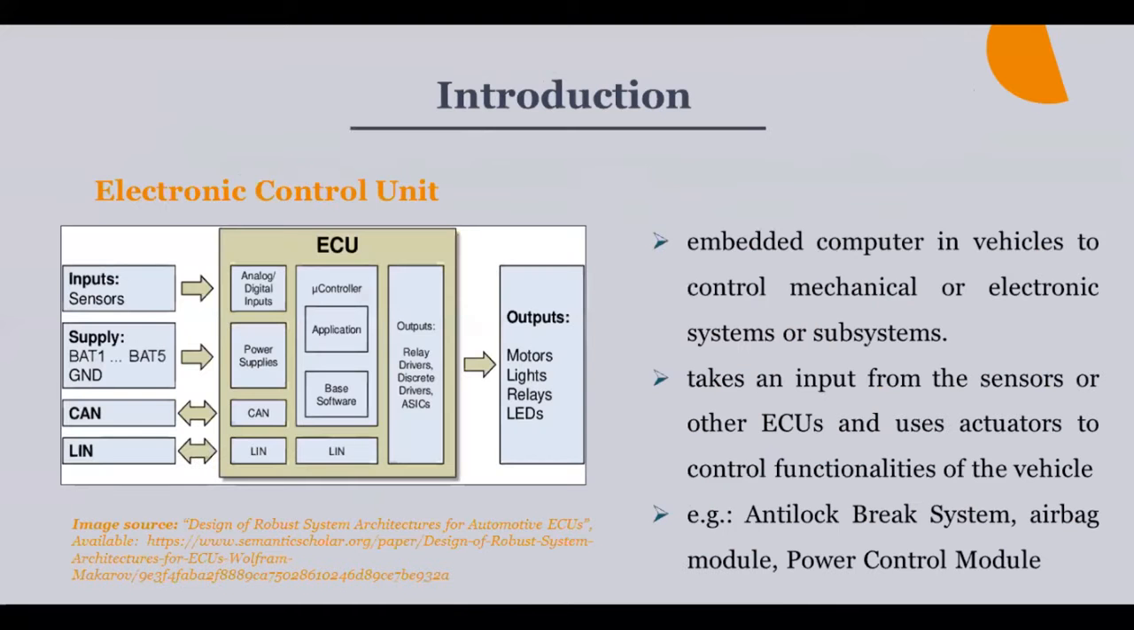So let's start with the introduction of the first term, which is electronic control unit. It is like an embedded computer in vehicles which controls other electronic or mechanical systems or subsystems. So ECU takes inputs from the sensors and uses actuators to control the output of the vehicle. The core of an electronic control unit is an automotive microcontroller, and it has its own memories, and there are communication links like controller area network and local interconnect network to communicate with other ECUs. Some examples of ECU include anti-lock brake system, airbag module, power control module, engine control module, etc.